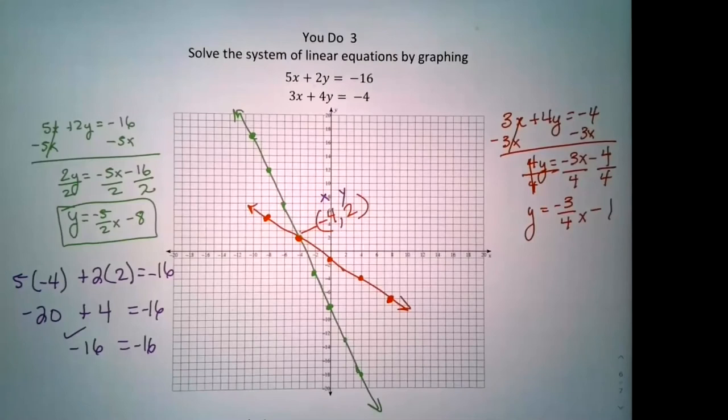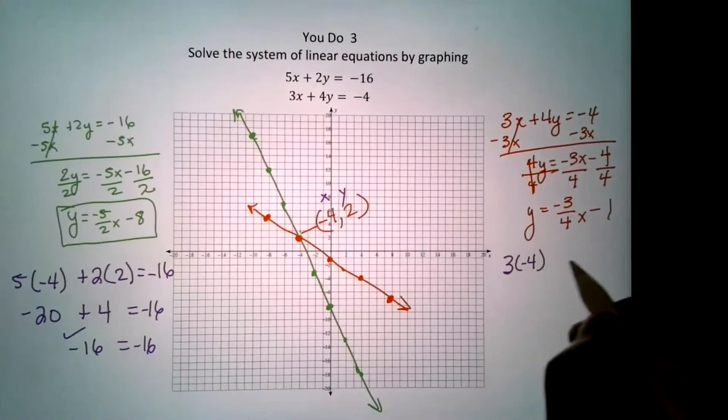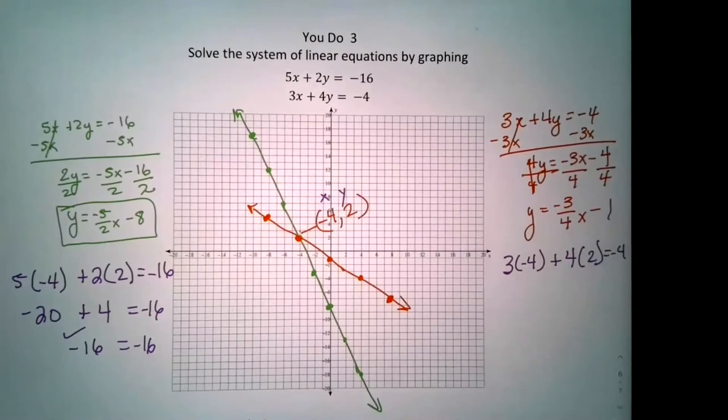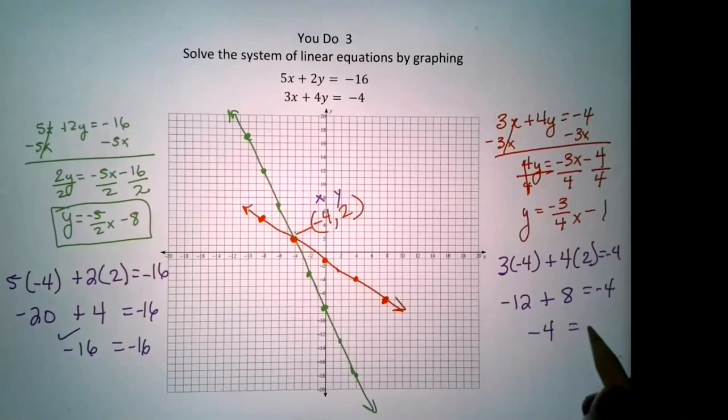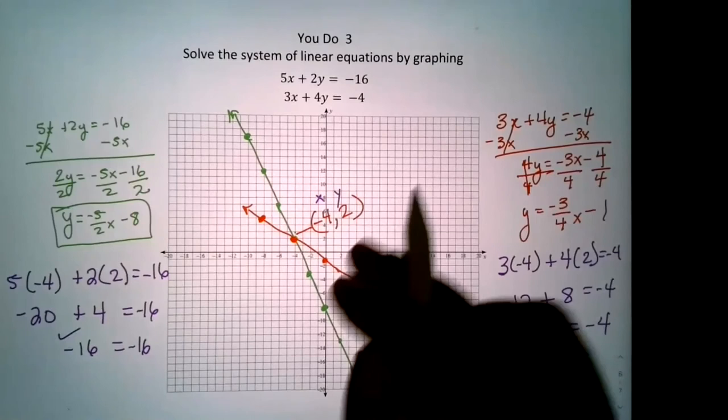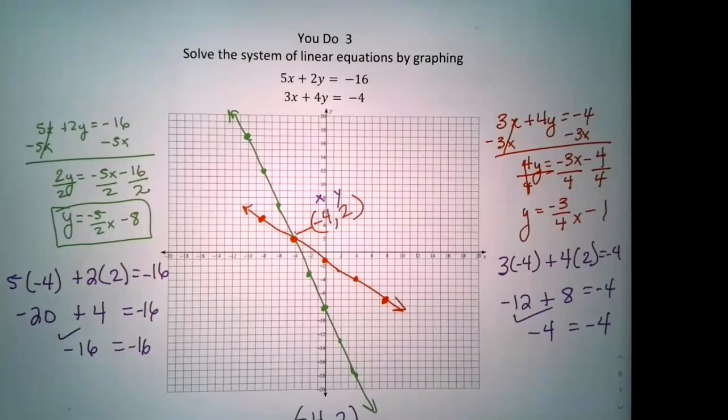Got to check it for the other side. So I'm going to have 3 times negative 4 plus 4 times 2. And I want to see if that's going to give me negative 4. 3 times negative 4 is negative 12 plus 8. Negative 12 plus 8 is negative 4. All right, that checks out. So our solution to this system is negative 4 and 2. And this is a consistent system because it has only one solution. So it's consistent.